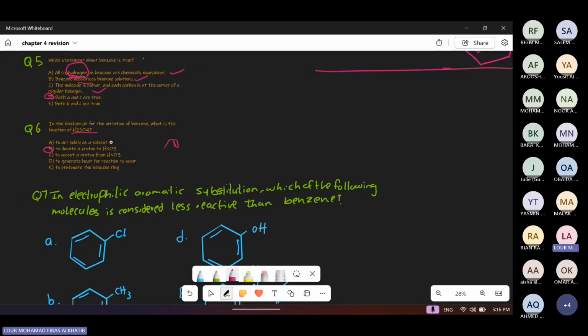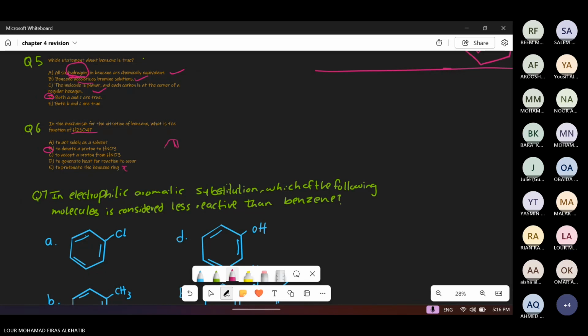Does it act solely as a solvent? Of course not. Again, here you could work with elimination. To accept a proton? We know it's an acid, it is donating, it's not accepting. To generate heat for the reaction to occur? We've never heard anything like that in this lesson. To protonate the benzene ring? That's never the case. So this is the right answer. Do you guys have any questions? Do you want me to go over the mechanism?